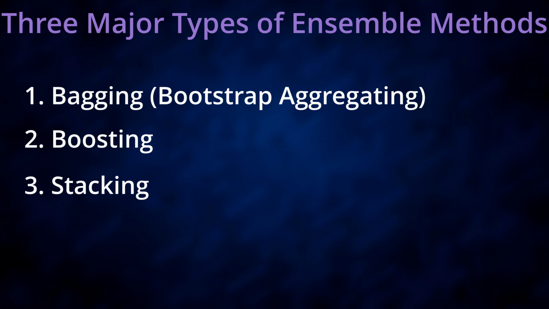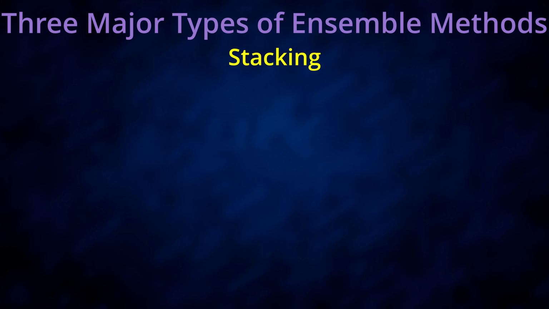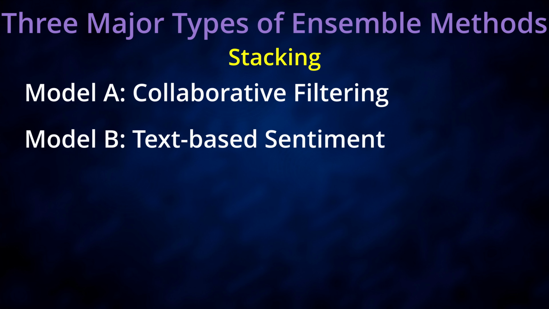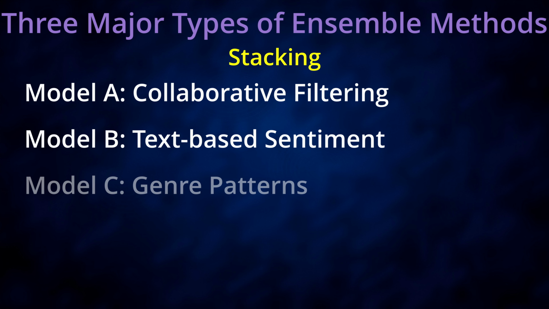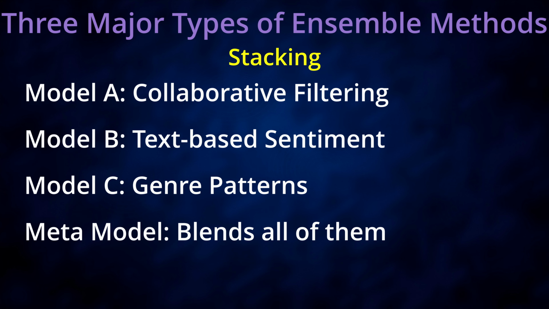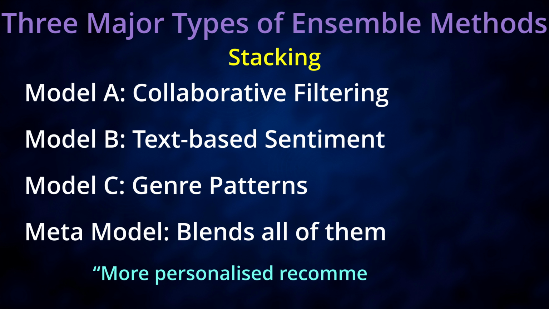Stacking is like hiring a manager model. You train different types of models, say a neural network, a random forest, and a logistic regression. Then you feed all their predictions into a final model, the meta-learner, which decides the best combination. Practical example, movie recommendation system. Model A, collaborative filtering. Model B, text-based sentiment. Model C, genre patterns. Meta model blends all of them and comes up with more personalized recommendations.